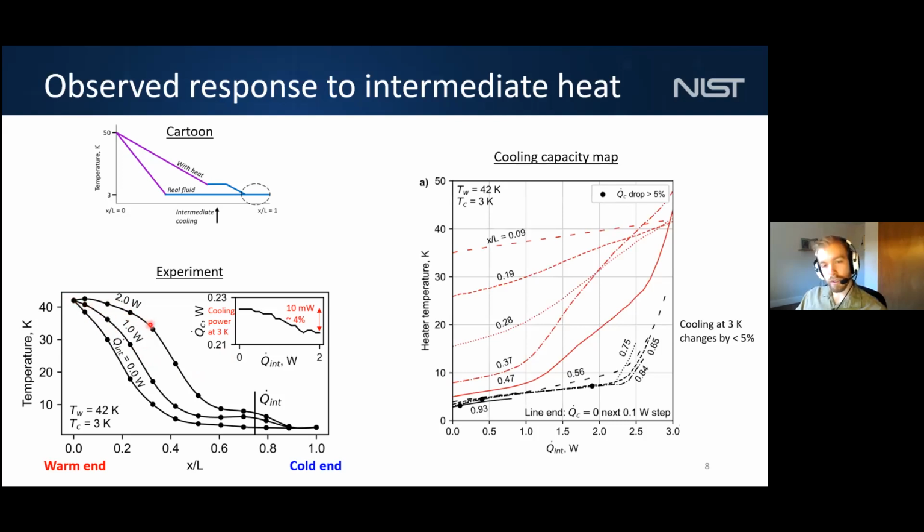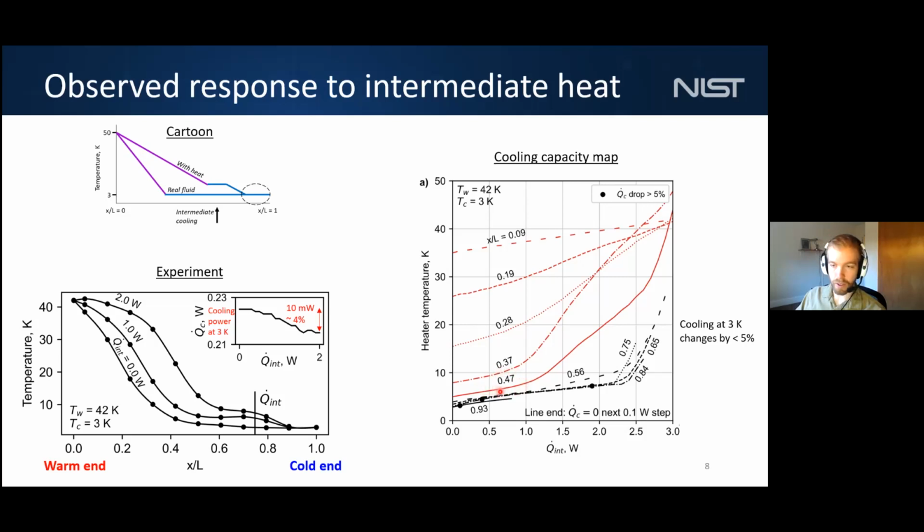So what we've done is we've done these type of experiments, but at many different heater locations and over a wider range of heat values. That's what I'm showing here on the right. It's a cooling capacity map. I'm plotting heater temperature versus intermediate heat with up to 3 watts applied to the regenerator. We can follow a particular curve, say this red curve here. When you apply heat halfway down the regenerator, what temperature does that heater get to?